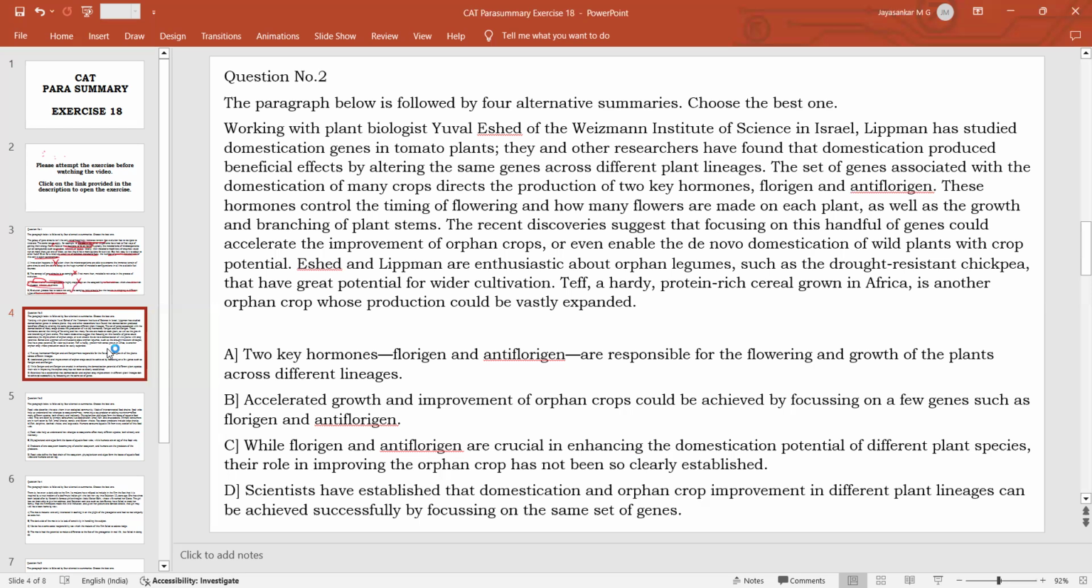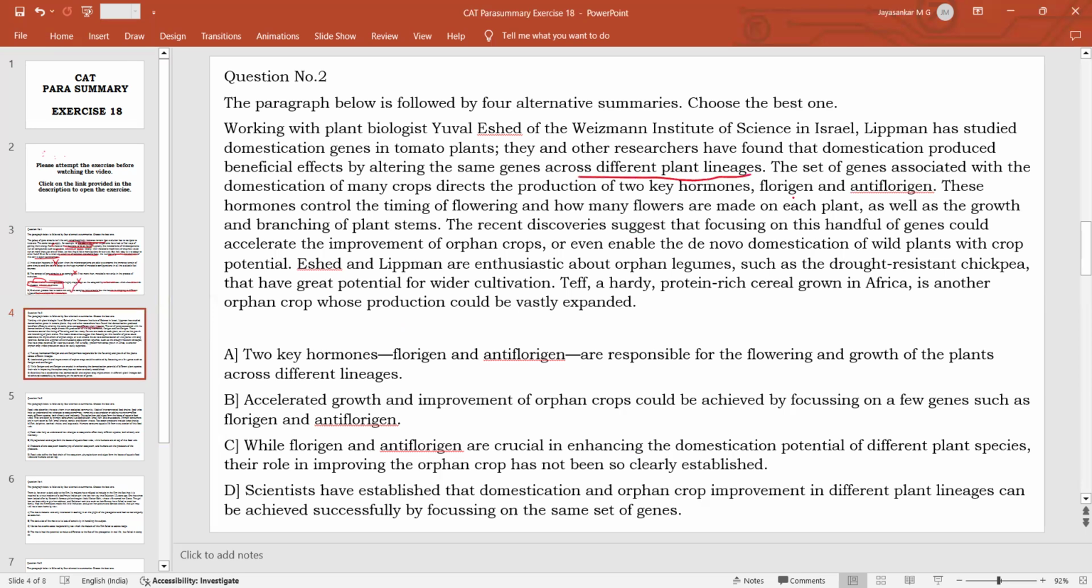So the passage says that in the case of domestication of plant species and in the case of improvement of orphan crops, what we have to do is focus on certain genes that are responsible for production of two particular hormones. They are florigen and anti-florigen. So across any species of plants, or across a wide array of plant species, it is not for one particular plant species, but across a wide lineage of different plant lineages.